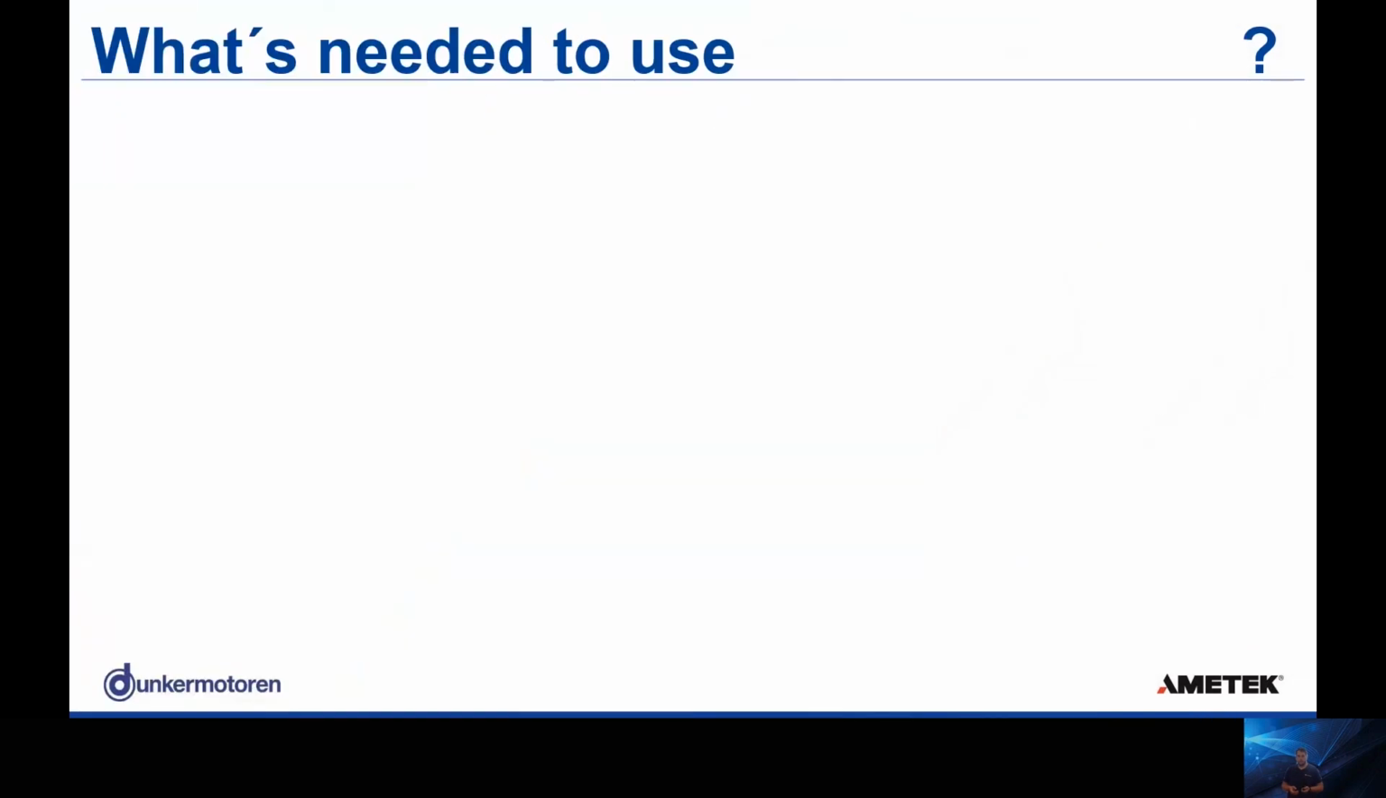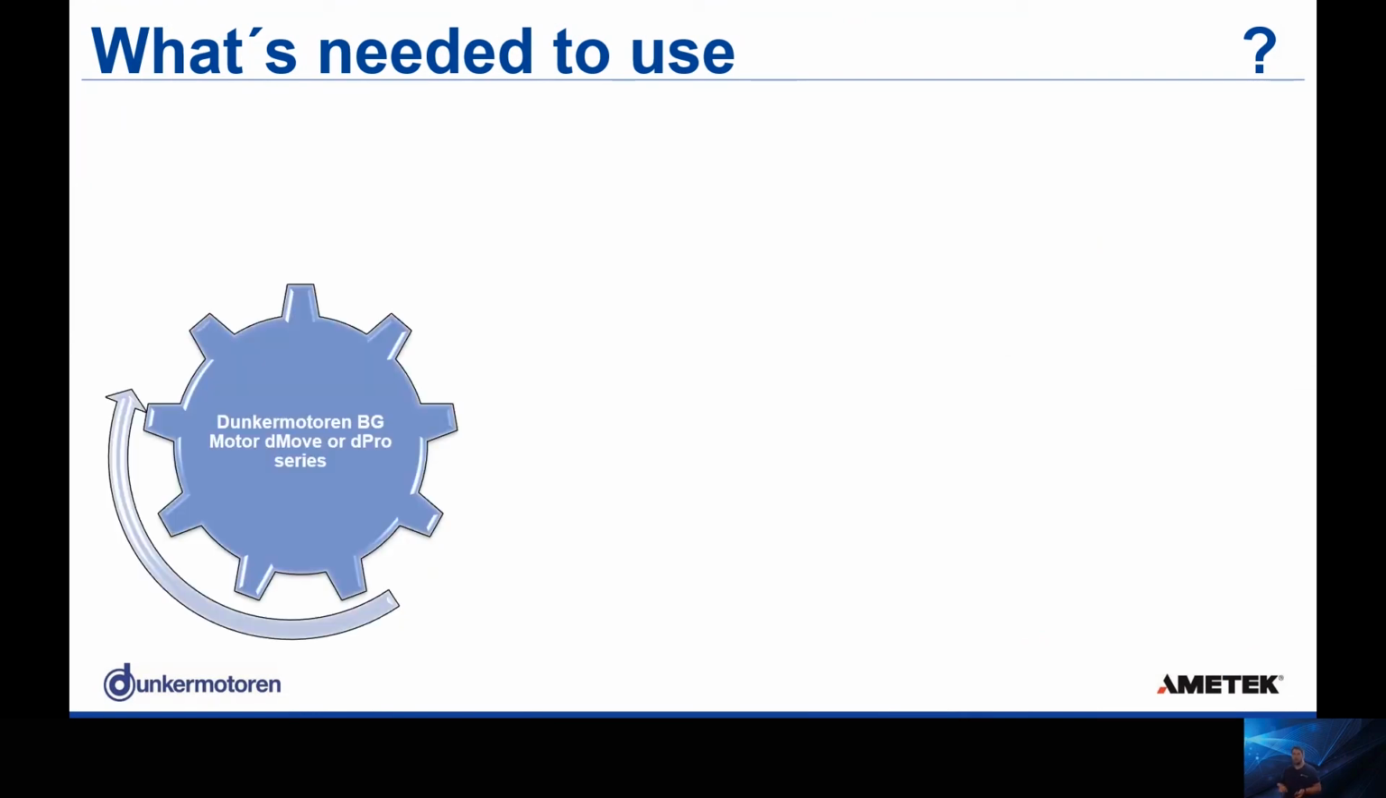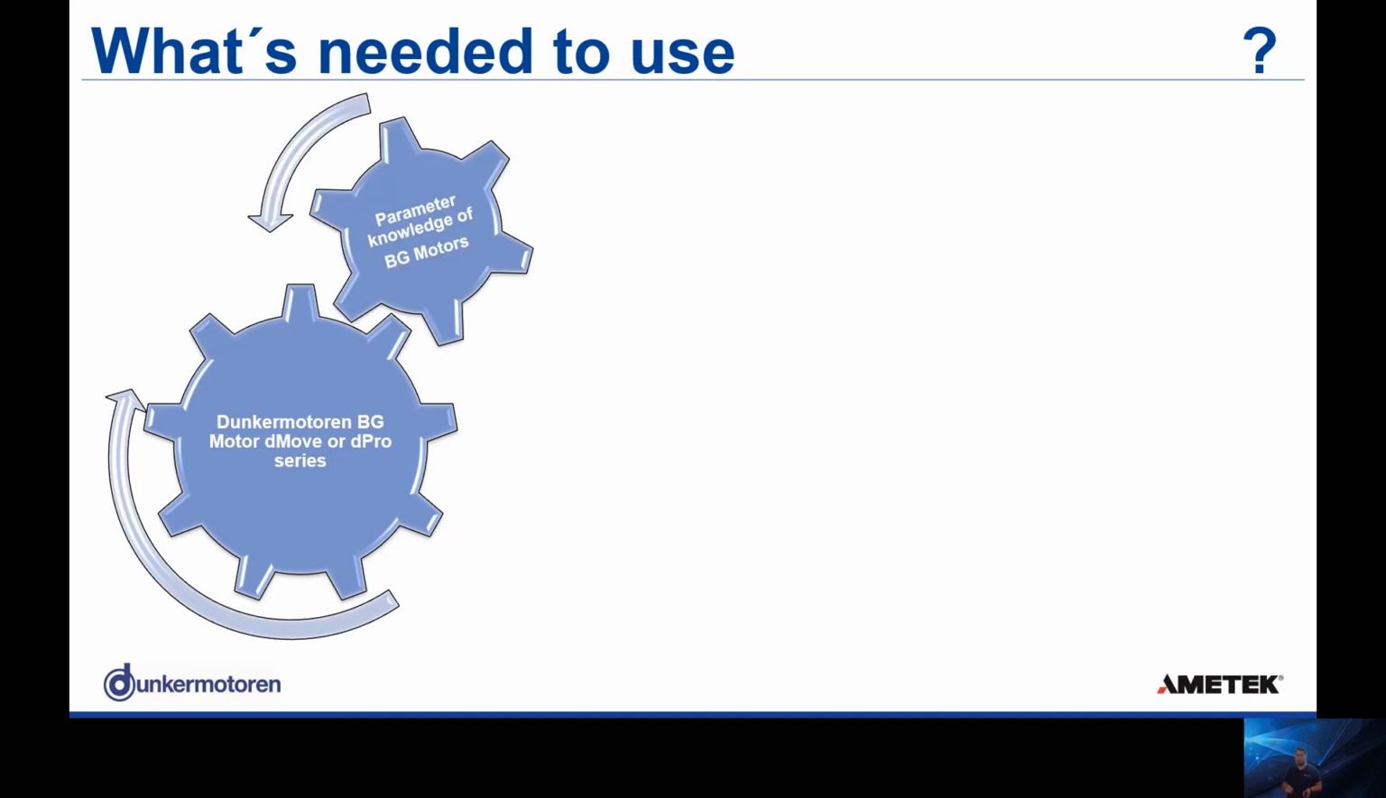So what's needed to use MotionCode? I think that's also important to question, are there high barriers or not? I would say they are really, really low. So we have a Dunkermotoren BG motor is needed, the Move or the Pro series. Of course, you have to perform the code somewhere, you want to program this. You need a little bit of parameter knowledge about our motors, so that you know which parameters you have, what do they act. But here we also have the knowledge base that supports you here in this point quite well.